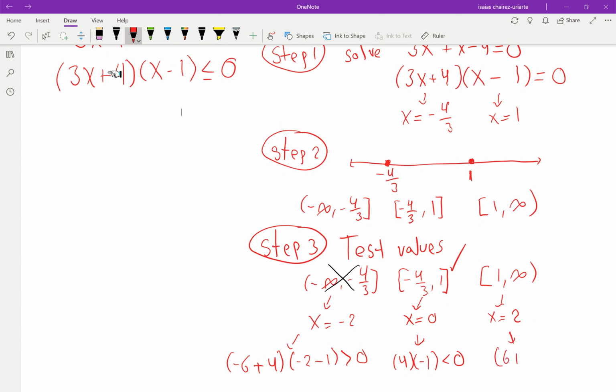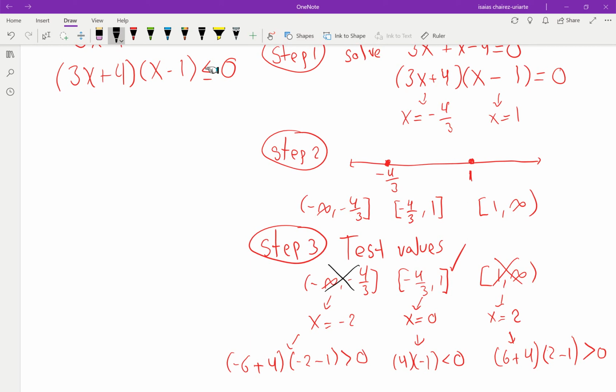6 plus 4 times 2 minus 1. And that's going to be a positive times a positive. So that's going to be positive. And remember, we want to end up being less than or equal to 0. So that's no good for us. So this does not satisfy my inequality.